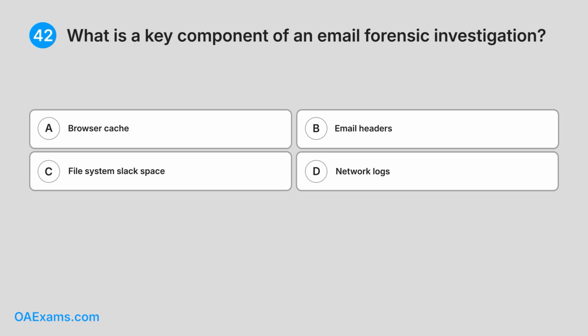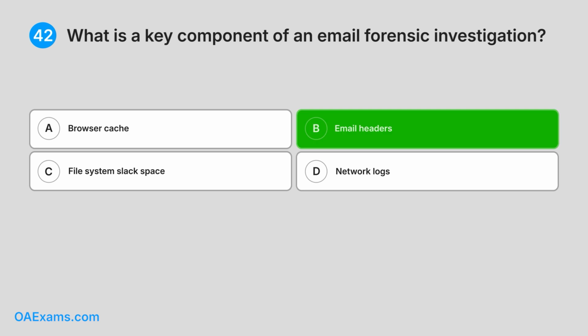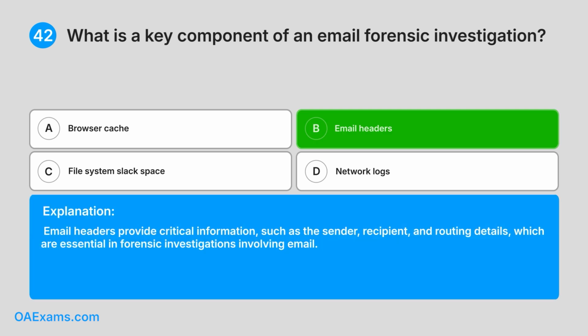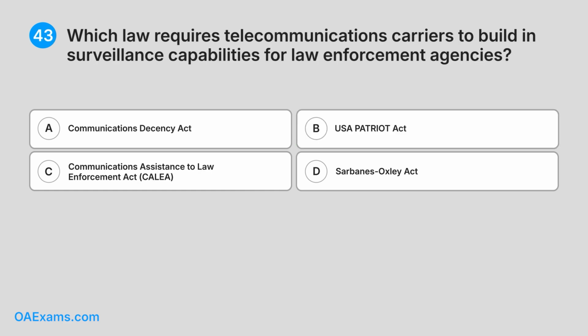Correct answer. B. Email headers. Explanation. Email headers provide critical information, such as the sender, recipient, and routing details, which are essential in forensic investigations involving email.